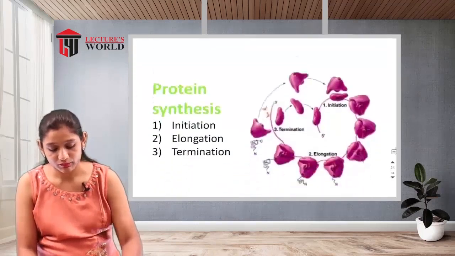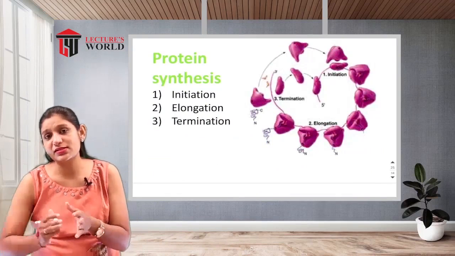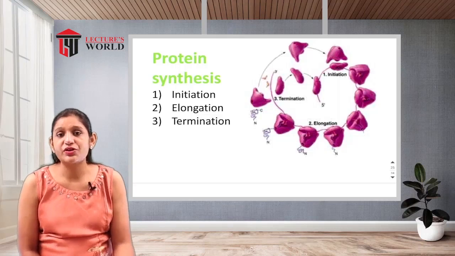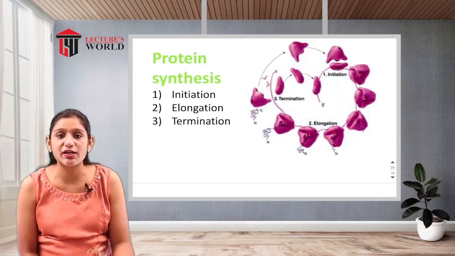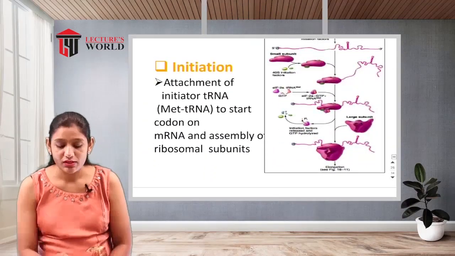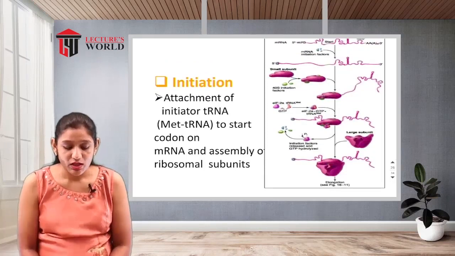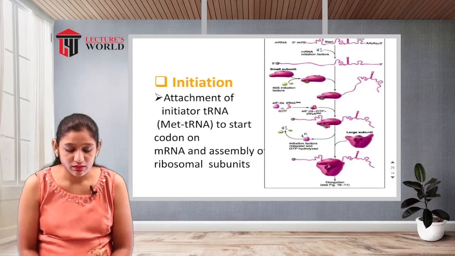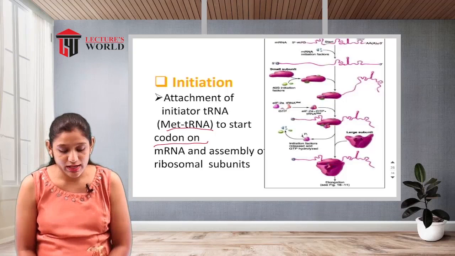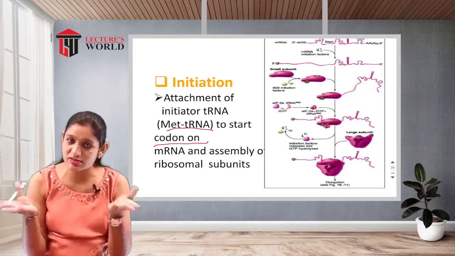Next one. How is protein synthesis done, how is protein made? Synthesis means generated. As I told you in the previous slide, it is generated in three phases: initiation, elongation and termination. First one, initiation. Initiated means started. It involves attachment of the initiator tRNA, the methionine-related tRNA, to the start codon on mRNA, and assembly of the ribosomal subunits. Assembly means gathering onto the ribosomal subunit.